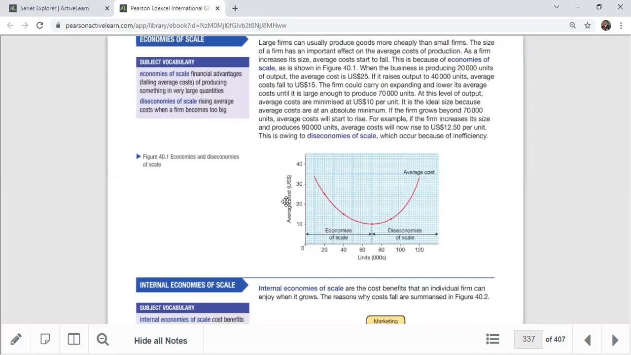In this one, you can see the economies of scale diagram is like this. It's like a U-curve shape. When the average cost is falling, you can see the long run average cost falling. That's because of the economies of scale. And after that, the average cost rises. That's because of the diseconomies of scale.